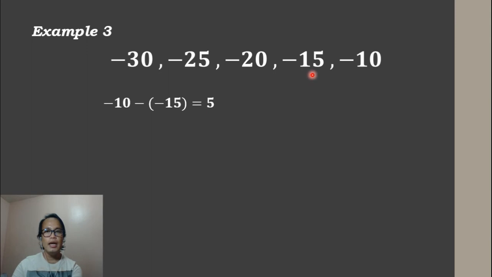Then we proceed. Negative 15 minus negative 20 is positive 5, because this is negative 15 plus 20. Then negative 20 minus negative 25 is positive 5.